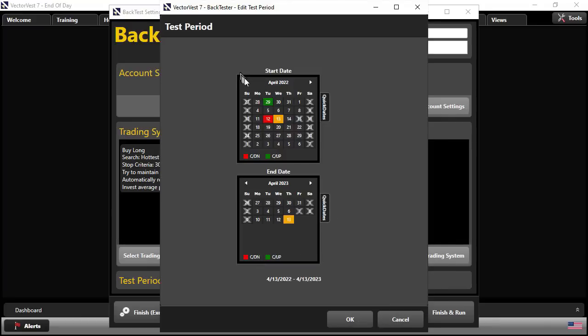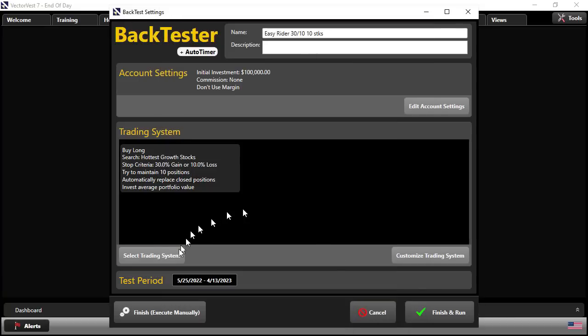Remember, we were starting this back on May 25th. So we'll run from May 25th to current. If I click finish and run, that would run the back test automatically all the way from May 25th to current. So I don't want to run it, I want to execute it manually. So we're finished with the setup.